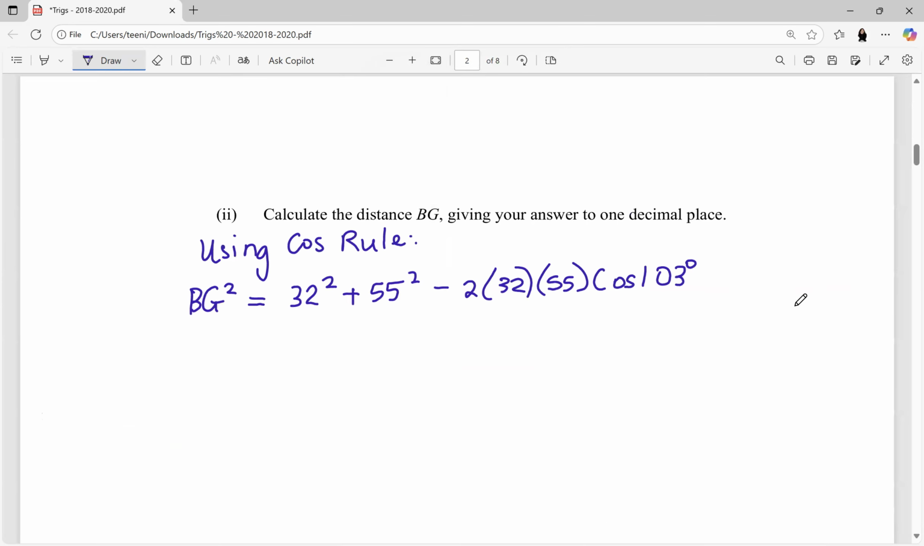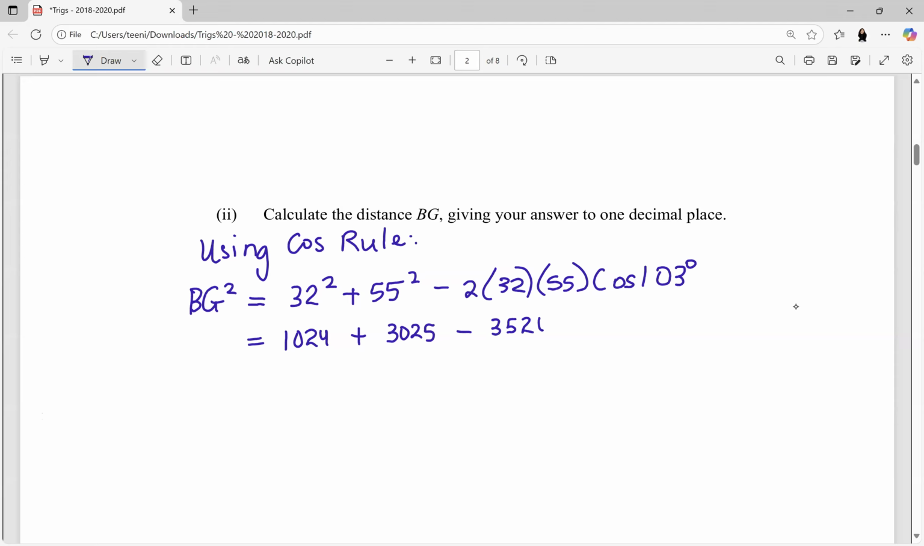All right, let's go on our calculators. You could type this whole thing on your calculator, but let's just do it piece by piece. 32 squared is 1024 plus 55 squared, 3025, minus 2 times 32 times 55, which is 3520, by cos of 103 degrees. Anyway, let's just leave it like that for the while.